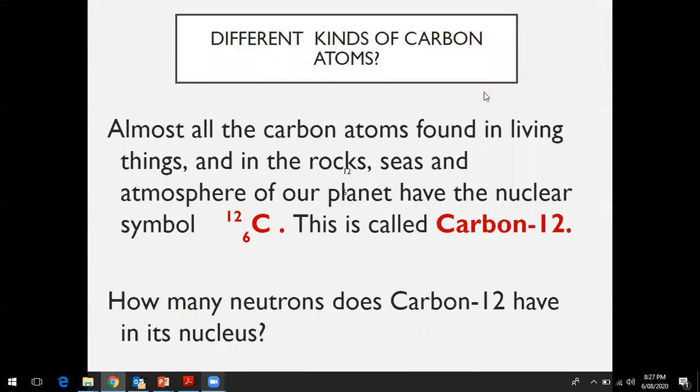Then different kinds of carbon atoms. So like hydrogen, there are different isotopes of carbon as well. So in nature, normally we'll see carbon 12, which has got symbol C, and then mass number 12 and atomic number 6. So can you calculate how many neutrons will this have? You know, for the neutrons, you just take away 6 from 12. So 12 take away 6 is 6. So it has got 6 neutrons.